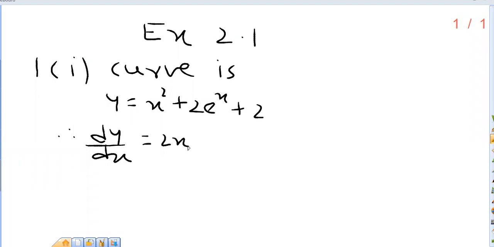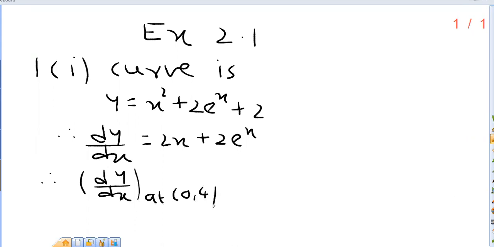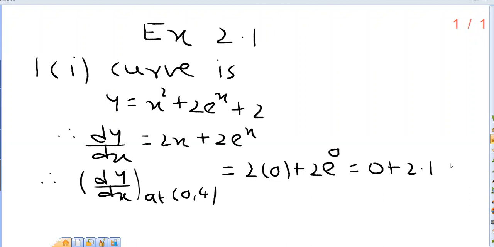So what is dy/dx? It is 2x plus 2 e raised to x, because the derivative of e raised to x is e raised to x, and the derivative of a constant is 0. Therefore, dy/dx at which point? There are infinitely many points on the curve; the tangent is drawn at (0, 4), where the x coordinate is 0 and the y coordinate is 4. So this is 2 into 0 plus 2 into e raised to 0. What is e raised to 0? 1. So this is 2.